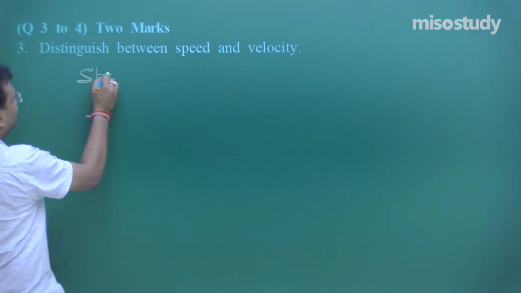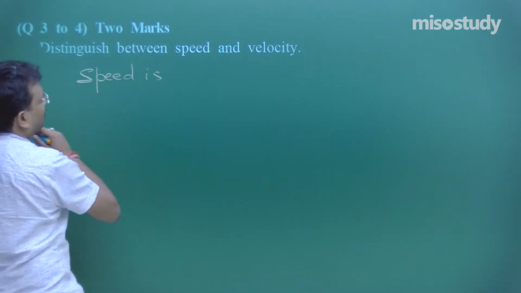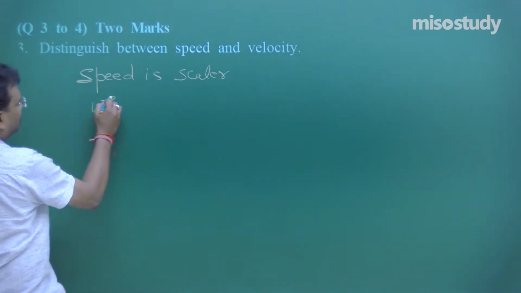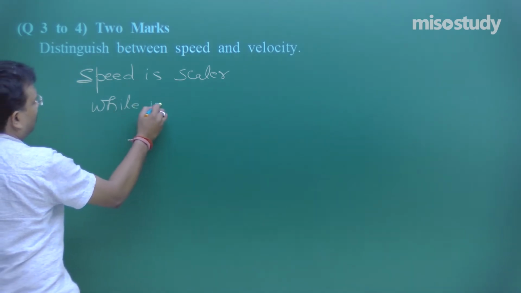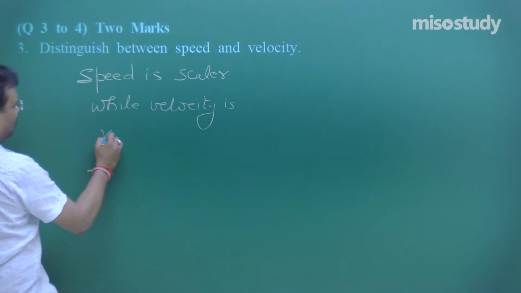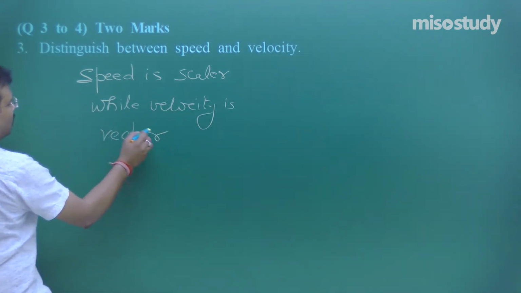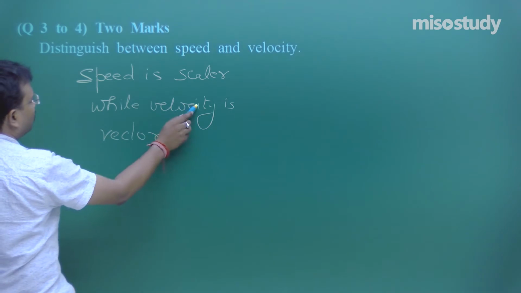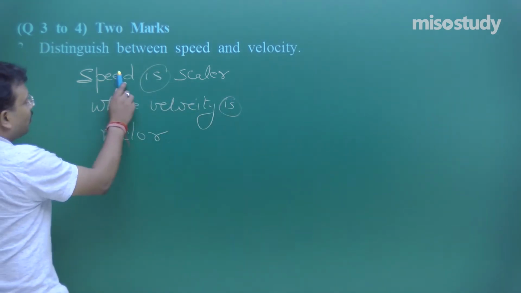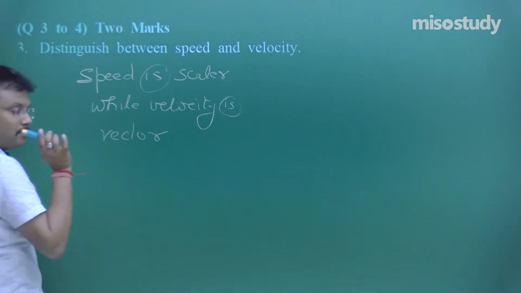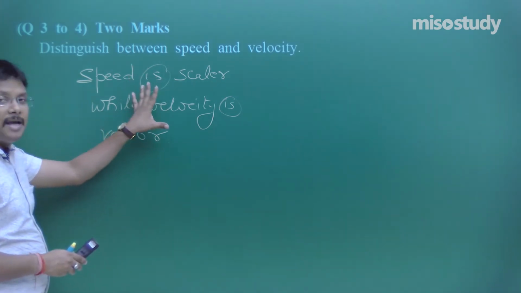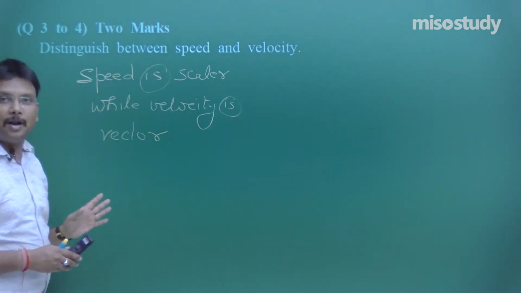Speed is scalar while velocity is vector. Now let's count: 1, 2, 3, 4, 5. So in 5 words, you can explain the basic difference between speed and velocity.